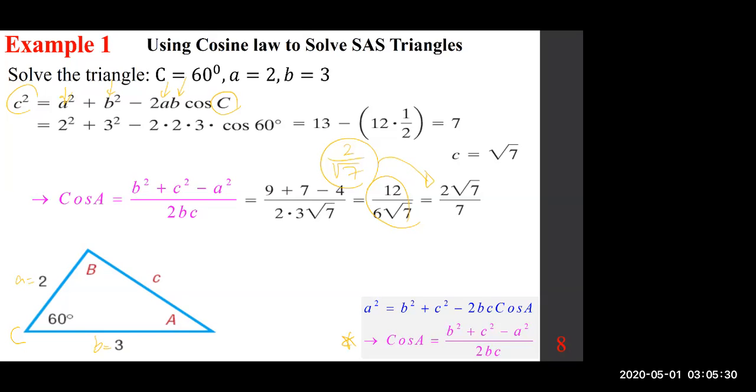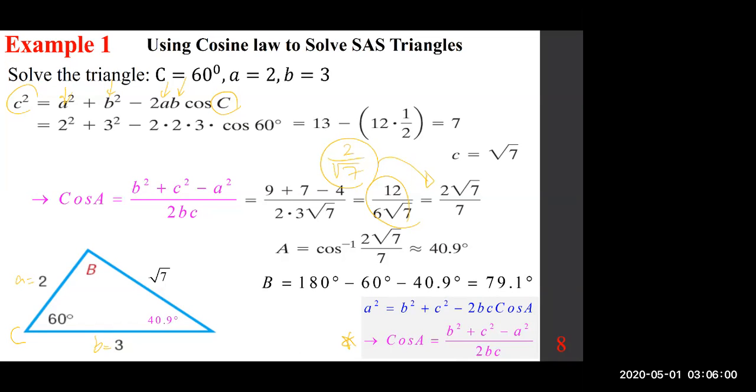So what is A? A is the cosine inverse of this number, which is 40.9 degrees. And now that you have this, you have one of them to be 60 degrees, one of them to be 40.9 degrees, and the last one is 180 minus the sum of the two. And so all angles are known.